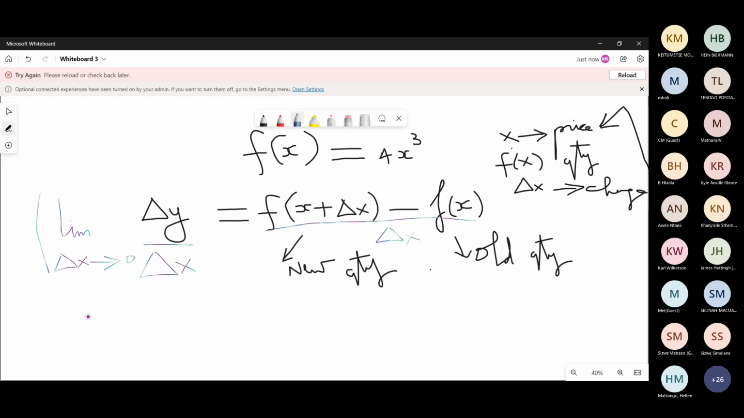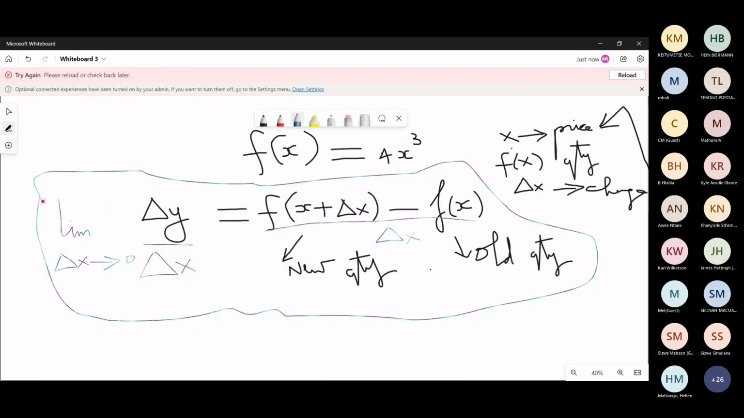This is what we mean by the derivative of the function with respect to the variable x. So I take the change in the quantity divided by the change in the price when the change in the price goes to 0. Does it make more sense now? Or do you still have any further question, please? I don't mind answering any other question. No question, no.